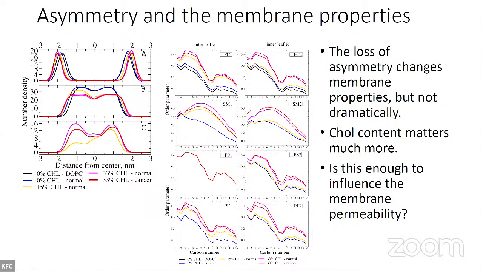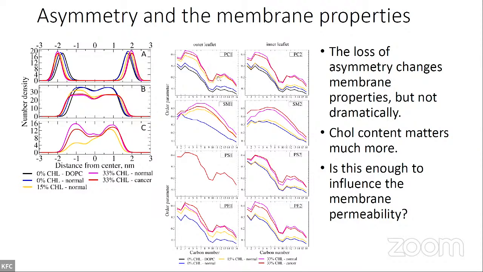So actually, what we get is something like this. First, if we look at the properties of the membrane, for example, the distance between the lipid head groups, you immediately see that if you change from the normal membrane to the cancer membrane, there is some difference. But if you change the cholesterol content, there is a huge difference. So cholesterol is much more important for these properties and for the asymmetry of the monolayers. The same is true for the distribution of the tails density and for cholesterol density, because as you can see, there is a huge difference between 15% of cholesterol and 30% of cholesterol.